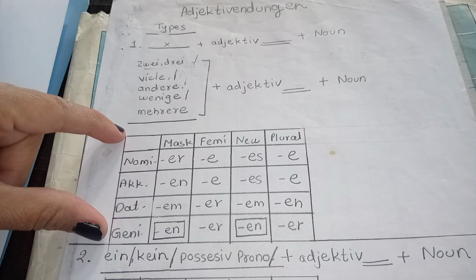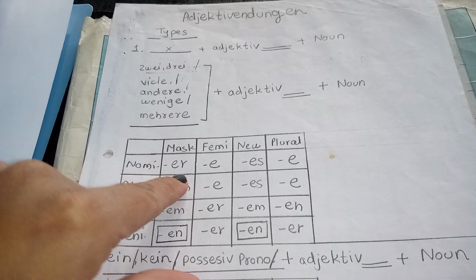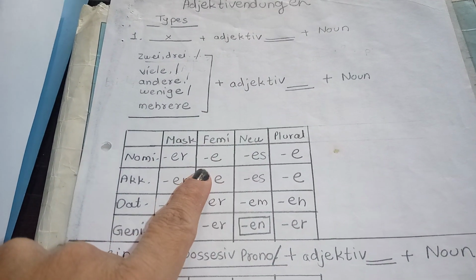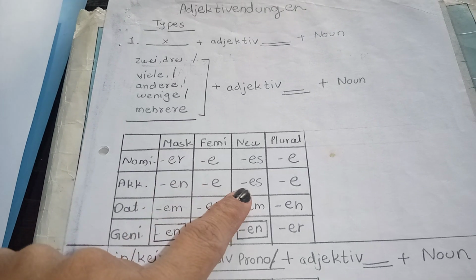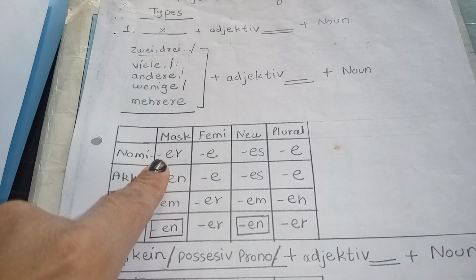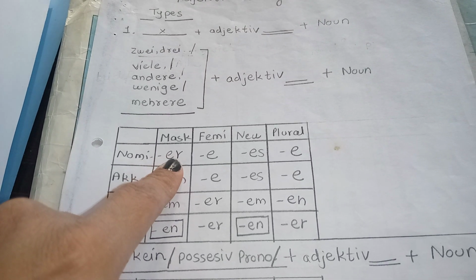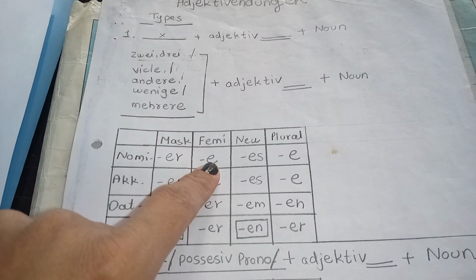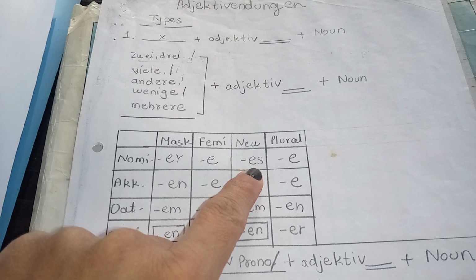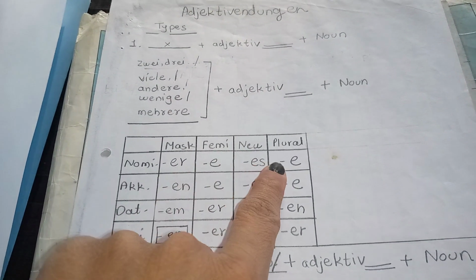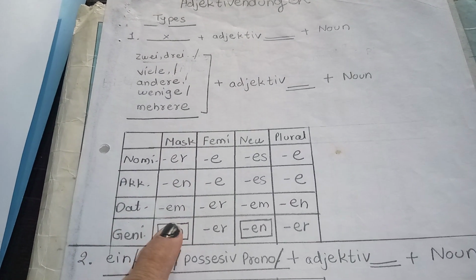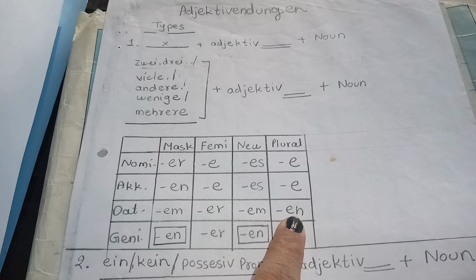Now the hint to remember this table is that all these endings which we apply to the adjective are according to our original article. Nominative case, masculine: the original article is der, so just take er. Feminine is die, so just take the ending e. Neuter is das, so here the change is es. And same for accusative, it's den, so just take en. Same goes for dative.